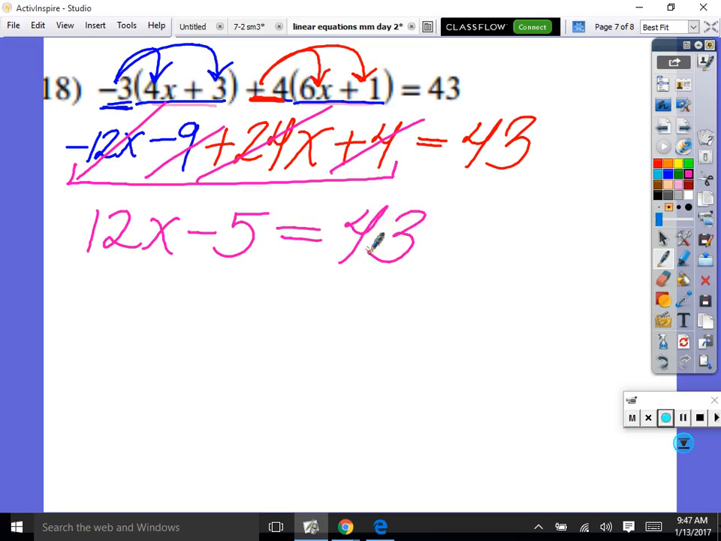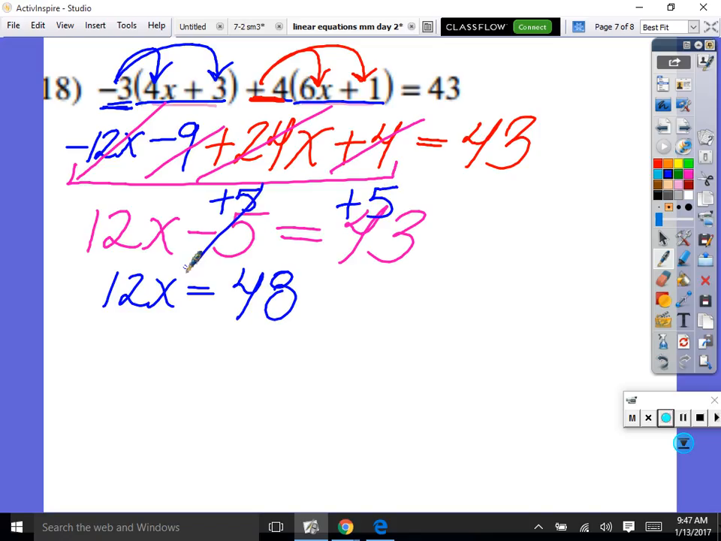And now we're to our step where we just simply get x all by itself using inverses. So our first step is to add 5, right? So 12x equals 43 plus 5 is 48. So I added 5 to both sides of the equation. Now we have 12x equals 48. And now we'll divide by 12. So x is equal to 4.